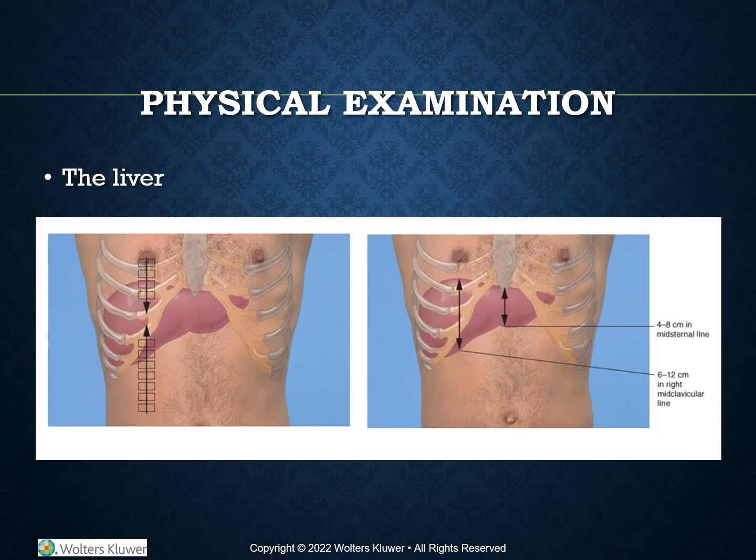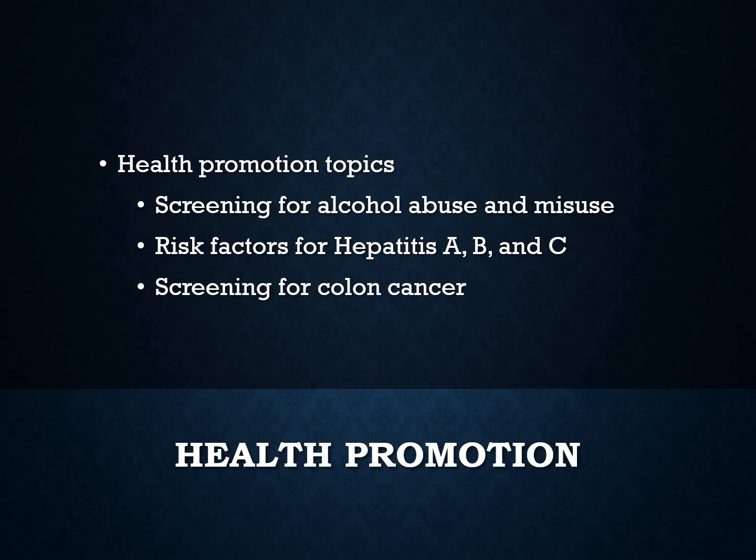I just wanted to show this diagram of the liver. The largest part is on the right side, but it extends into the epigastric region. The pancreas rests just under the liver and overlaps the left and right upper quadrants. For health promotion, the biggest topics for prevention and screening include alcohol abuse and misuse, risk factors for Hep A, B, and C, and screening for colon cancer.